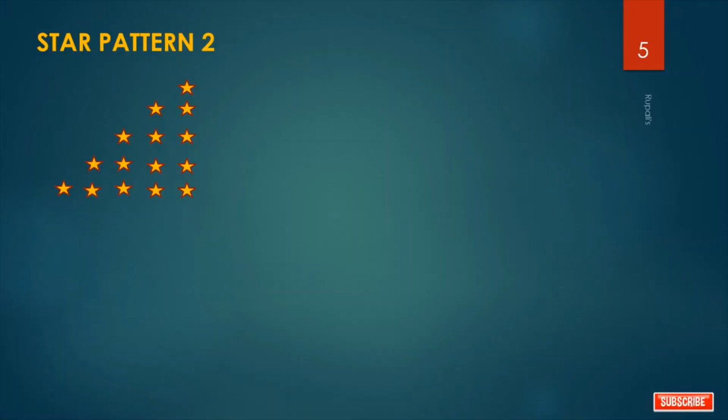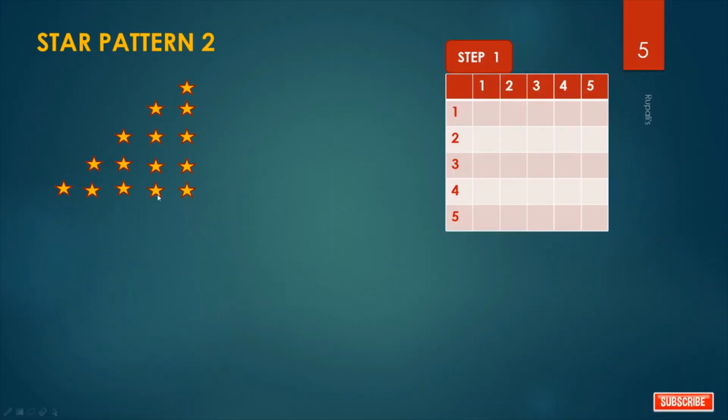Now, our second pattern. First, pause your video and try to solve it by these 4 steps, how you can write the program. So, pause your video and try to solve it yourself. Our first step is: how many rows and how many columns are there? 5 rows and 5 columns. So, draw one table of 5 rows and 5 columns and place your star accordingly.